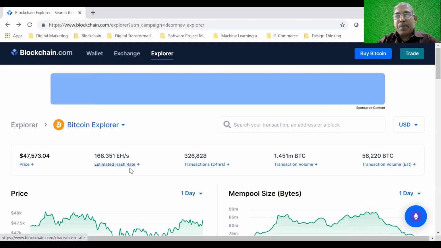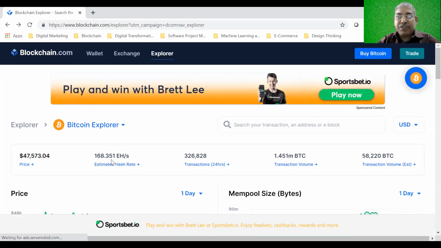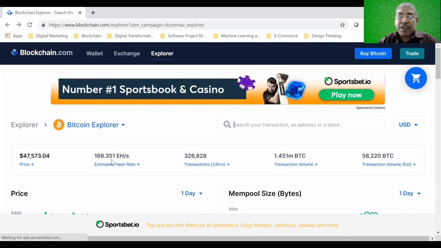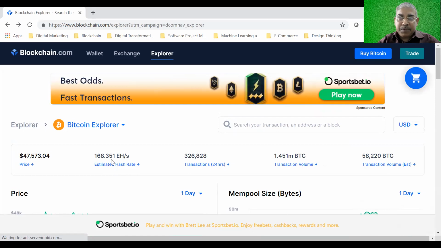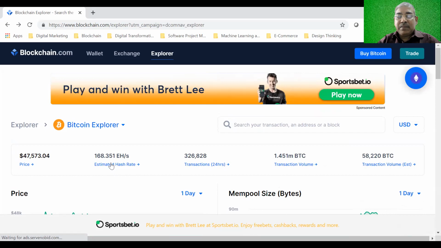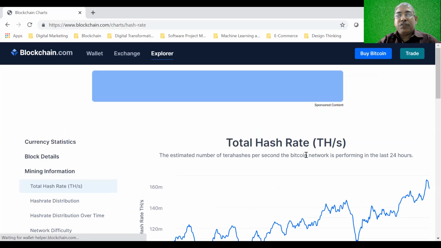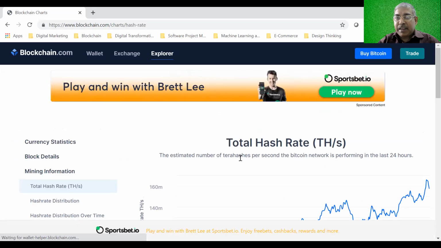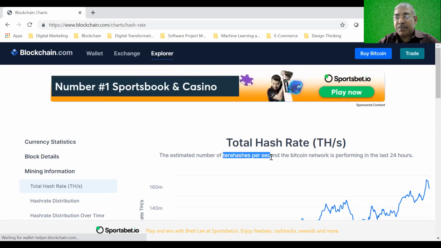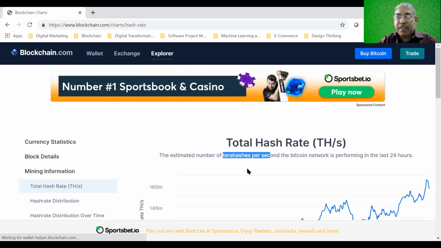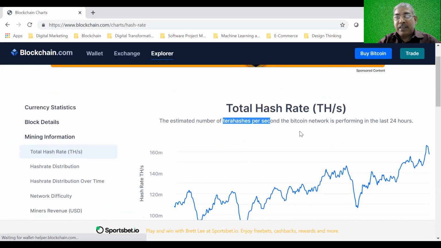There is something called estimated hash rate. Hash is a new term, probably to many of you. This is a very, very important concept in case of blockchain. We'll discuss the concept of hash as we go along. This indicates the number of hashes that are happening per second. In fact, you can see there are terahashes happening per second. So a huge number of hashes are happening in the Bitcoin blockchain. So it indicates the amount of transactions. If there are more transactions, there'll be more hashes happening in the Bitcoin system.